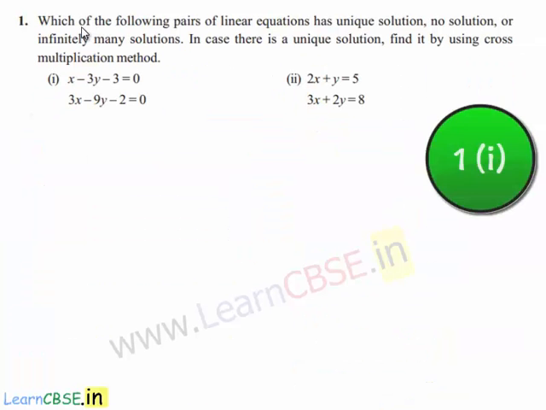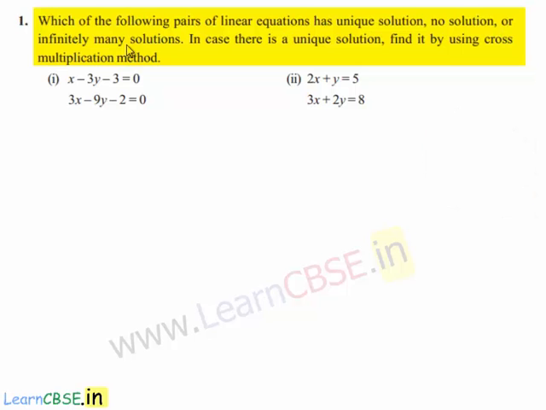Coming to the first problem, which of the following pairs of linear equations has unique solution, no solution, or infinitely many solutions? In case there is a unique solution, find it by using cross multiplication method. In this problem, we are given two bits, each consisting of a set of linear equations. So before finding out the solutions for this problem, let us see some of the conditions.